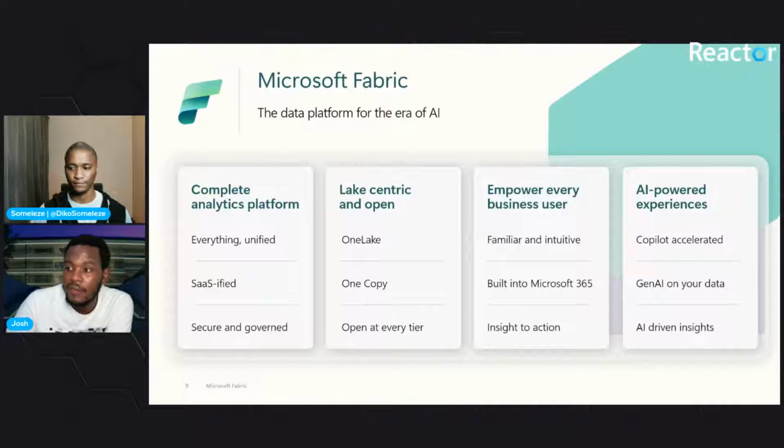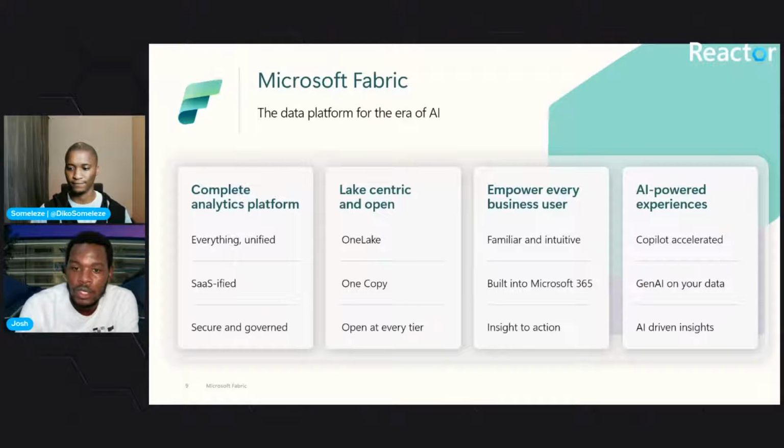The second key promise for Microsoft Fabric is that it's lake-centric and open. With Microsoft Fabric, we introduced this concept of OneLake, where it's just one central place where your organization can have all its data located. So you have one lake for the entire organization. You don't need to purchase another storage with Microsoft Fabric. It's just one lake, infinite in scale as well.